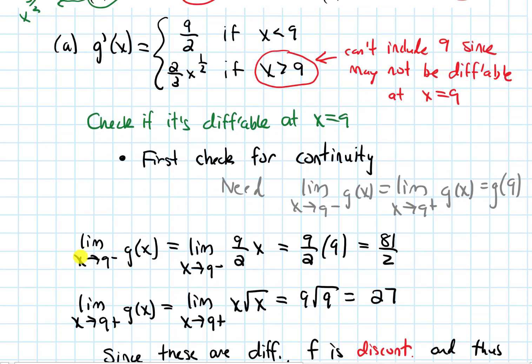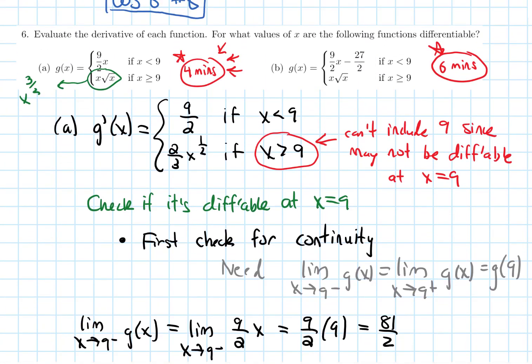So if we return to the derivative, because it's not differentiable at x equals 9, I don't get to put an equal sign and say, oh, this is greater than or equal to. I have to leave it like this. So this is going to be my derivative up here.